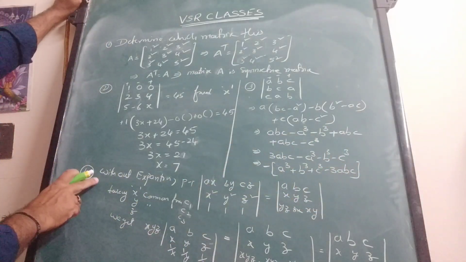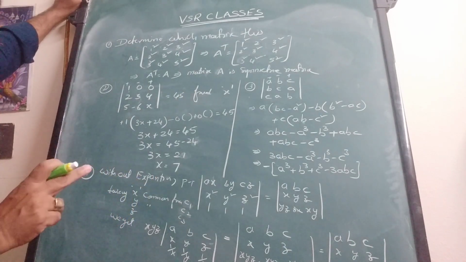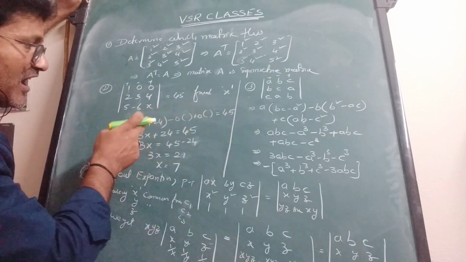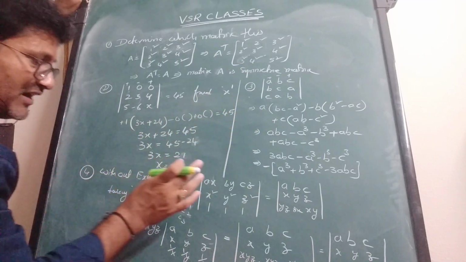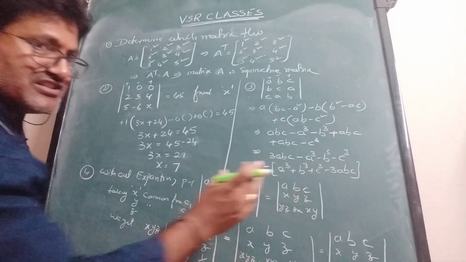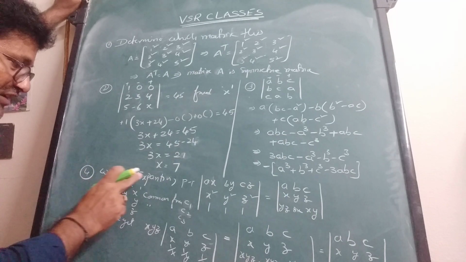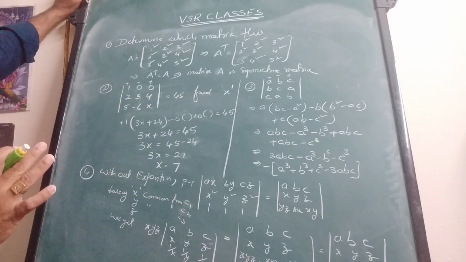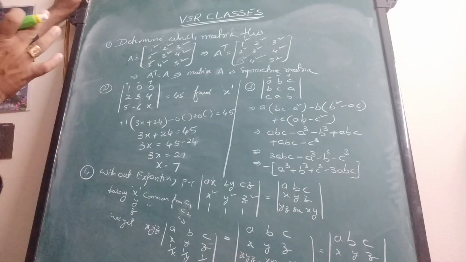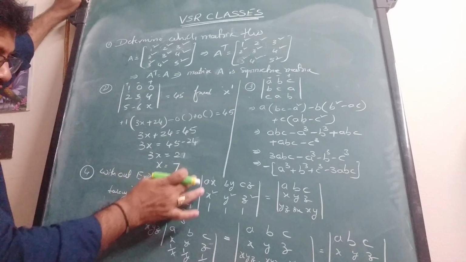Okay. Now here he has given another problem, without expansion. Without expansion means we can't do it like this. Without that expansion, we have to prove that this determinant is equal to this determinant. Remember this word: without expansion. If you do it with expansion, they will not give the marks also. Whenever he mentions the words without expansion. Okay. Now we'll go for that.